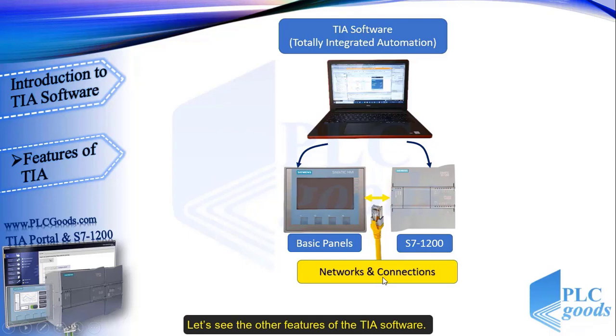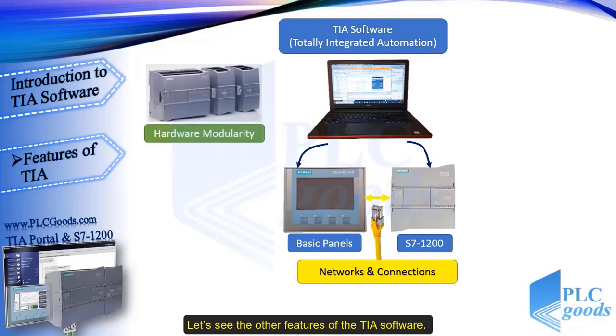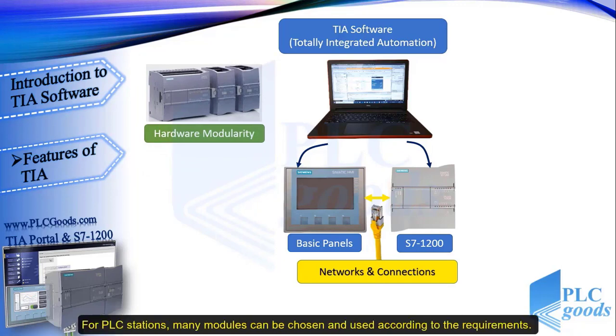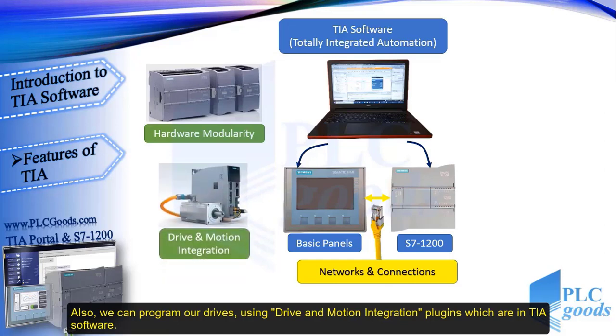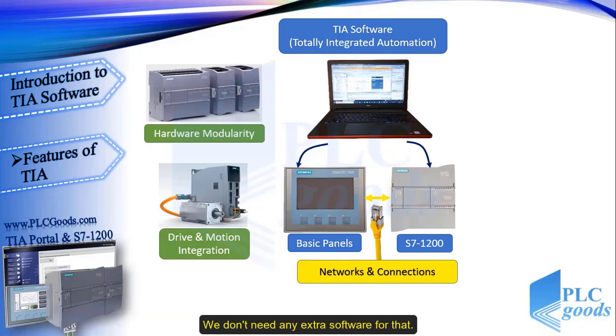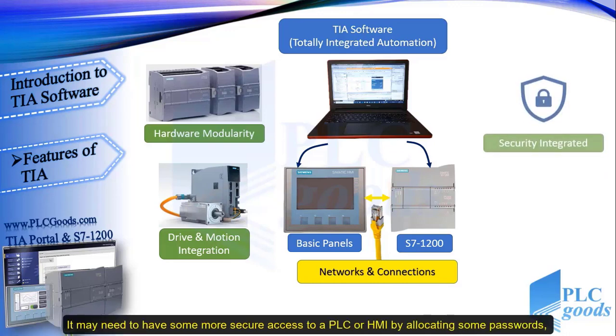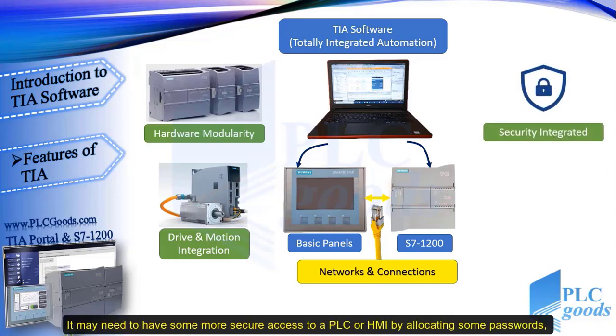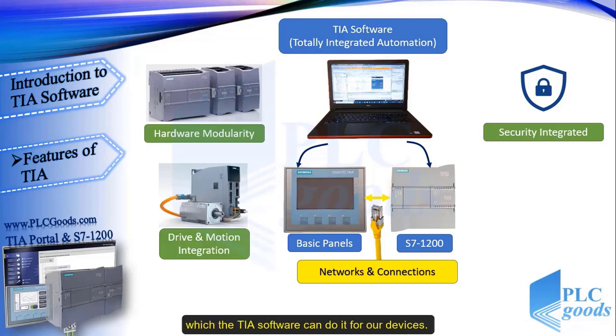Let's see the other features of the TIA software. Each industrial process has its special requirements. For PLC stations, many modules can be chosen and used according to the requirements. Also, we can program our drives using drive and motion integration plugins, which are in TIA software. We don't need any extra software for that. It may be necessary to have more secure access to a PLC or HMI by allocating some passwords, which the TIA software can do for us.